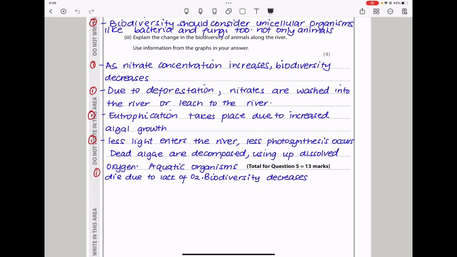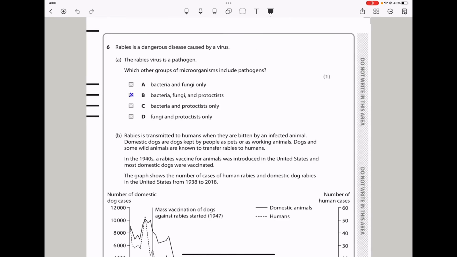Let's continue to question 6. Question 6. Rabies is a dangerous disease caused by a virus. The rabies virus is a pathogen. Which other groups of microorganisms include pathogens? Bacteria and fungi are pathogens, but also some protists are pathogens, so the answer here should be a B.